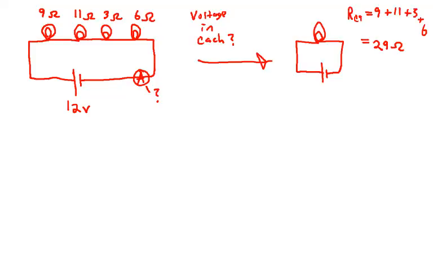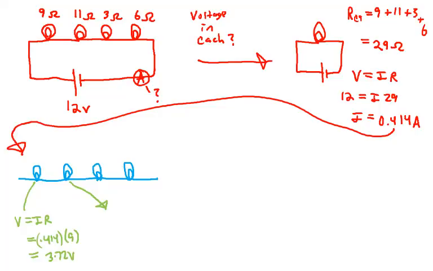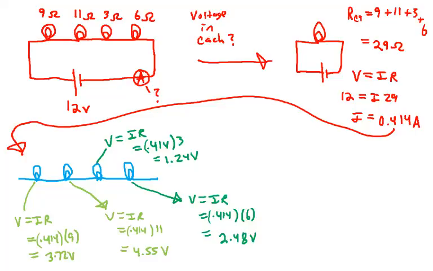All right, so we'll bring them all together, 29 ohms, and the overall current is 0.414, and we know that the current will be the same in each. So the voltages will be 3.72 volts, 4.55 volts, 1.24 volts, and 2.48 volts.